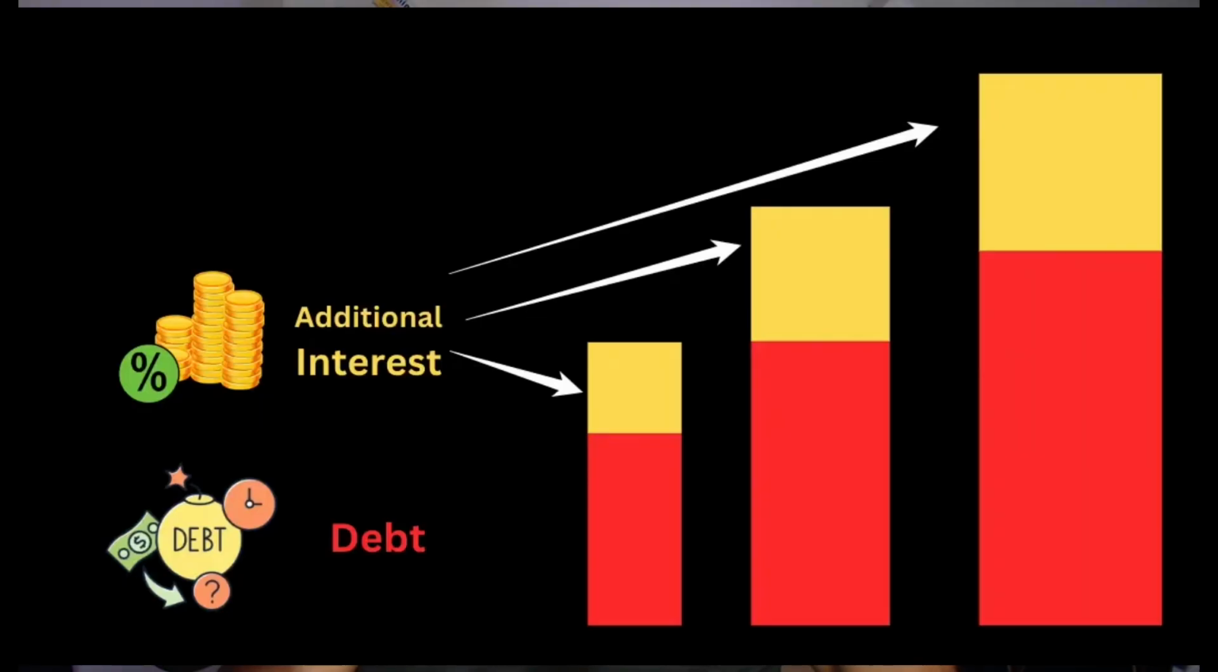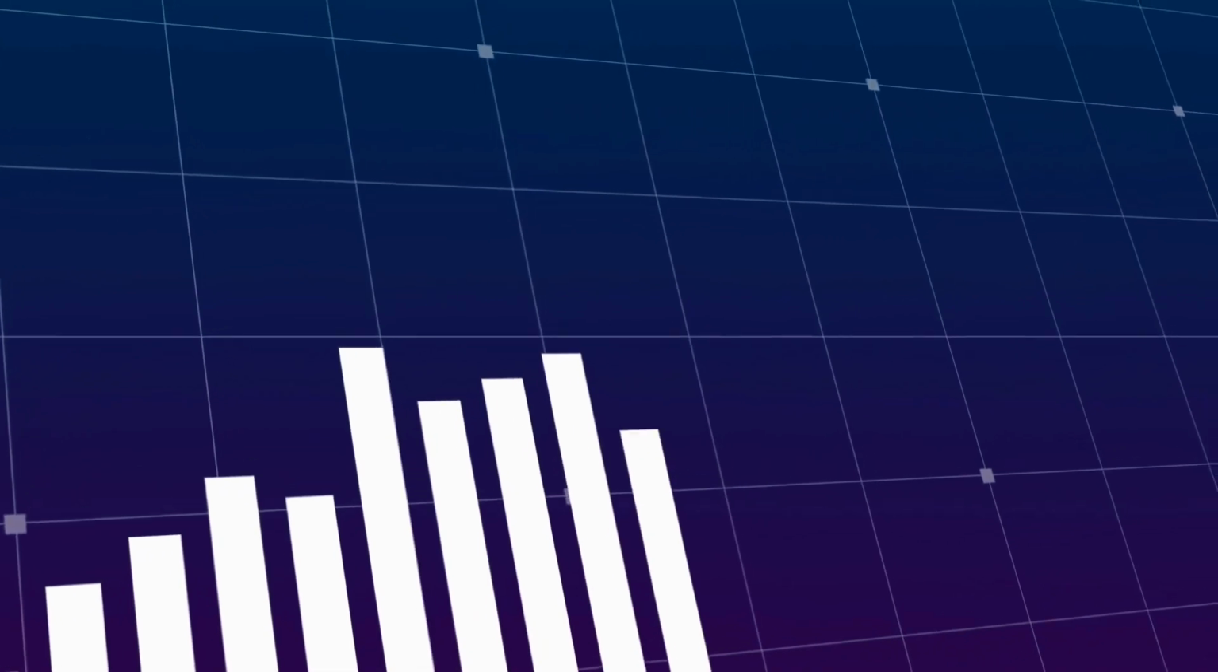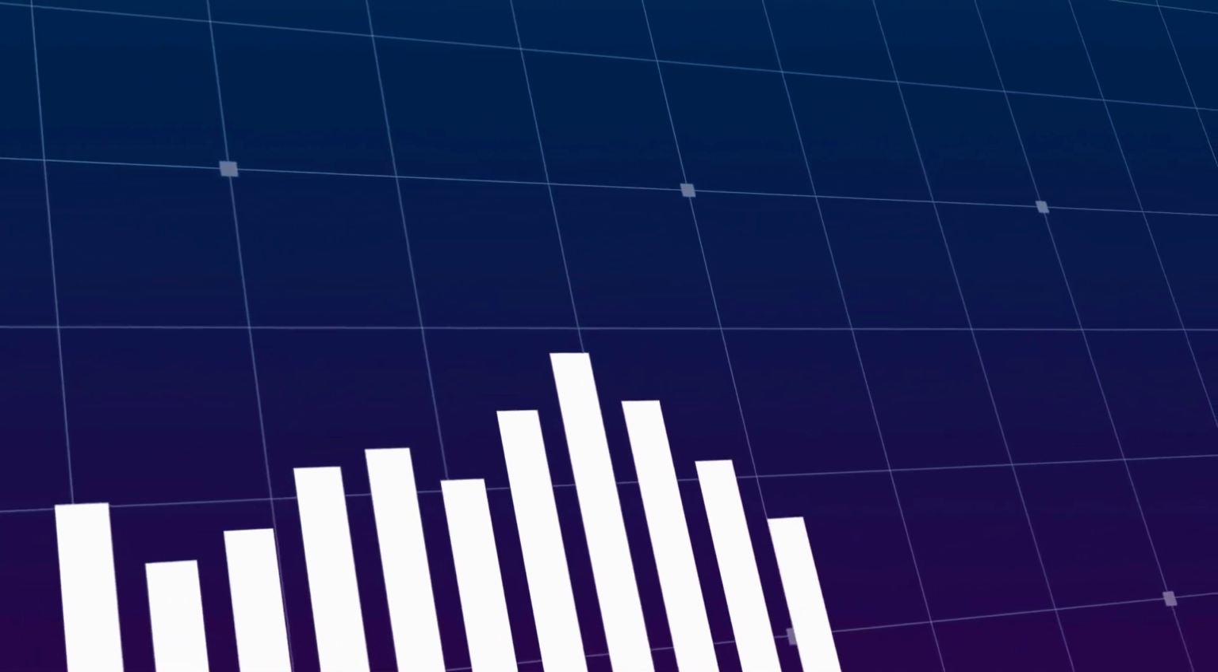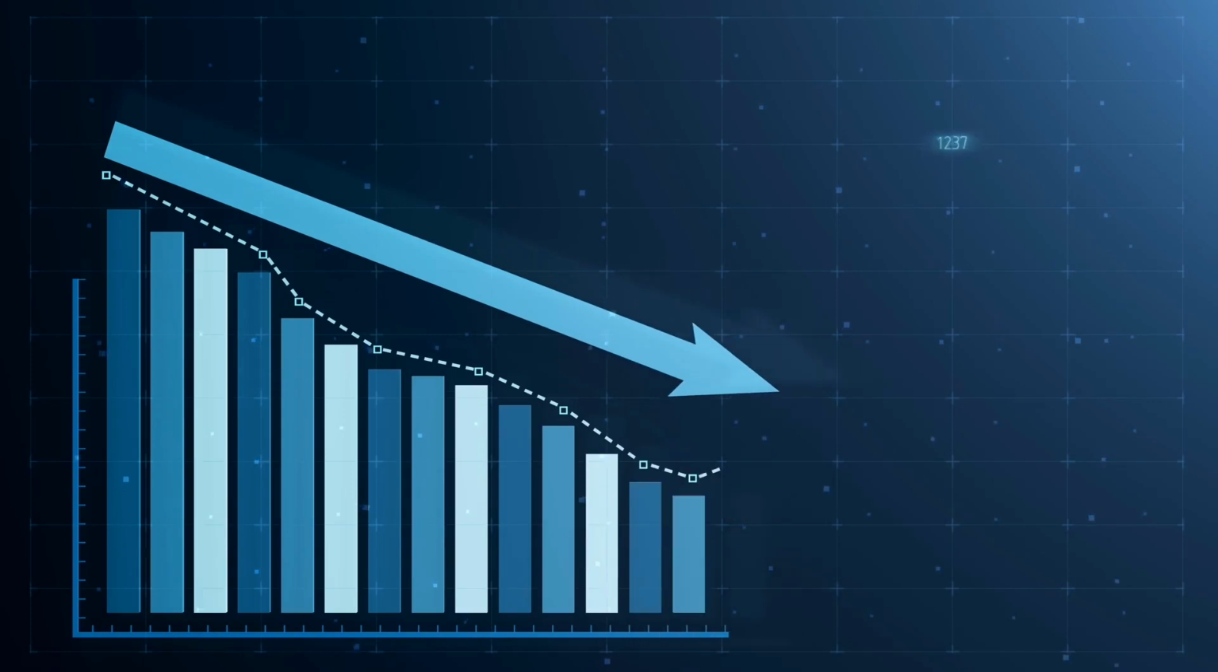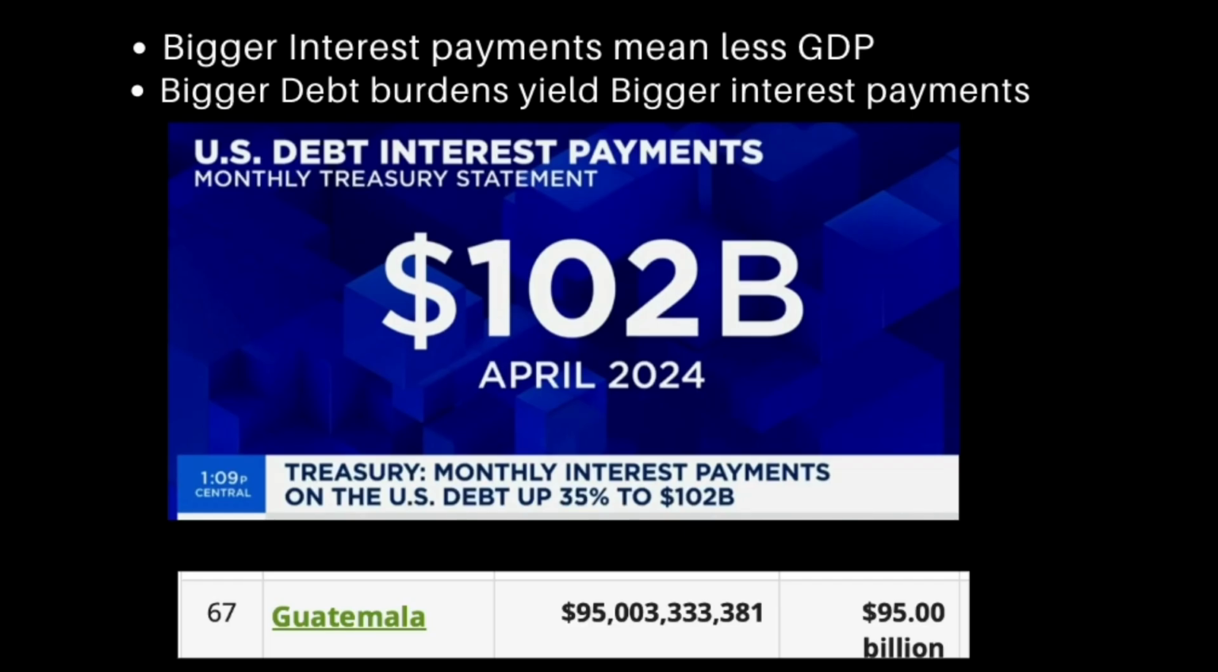But of course, debt is not free. There's always an interest payment attached. Bigger debt burdens yield bigger interest payments, and bigger interest payments mean less GDP because those interest payments are taken from GDP. In April of 2024, U.S. interest payments exceeded $100 billion per month, which at the time meant the U.S.